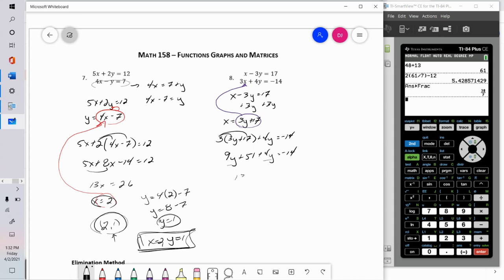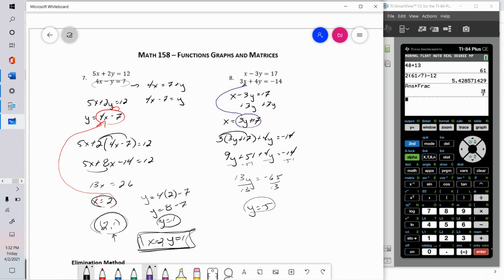9y and 4y is 13y. Subtracting 51 from both sides, 13y is equal to negative 65. Divide both sides by 13, y is equal to negative 5. Notice we've got our negative 5. We have our y value.